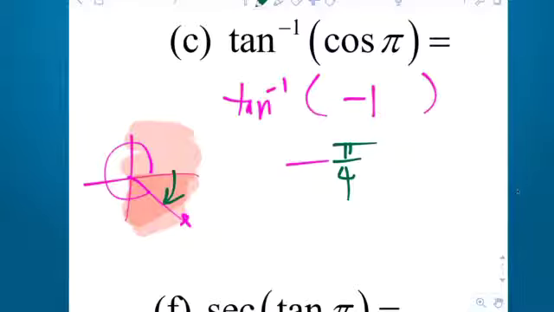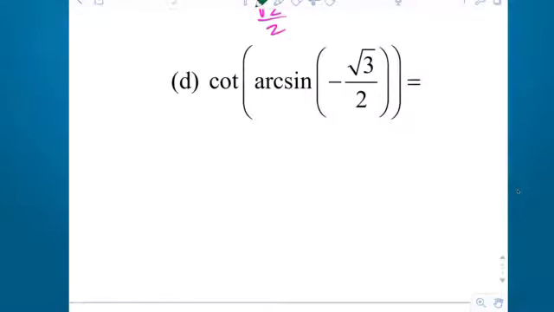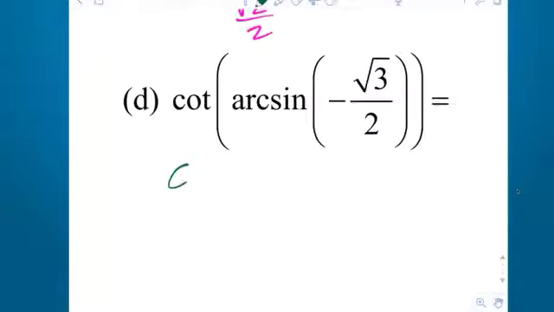Putting it all together. Trig, trig, trig. Letter A, B, C, D comes next. I know my alphabet. Arc sine. Working from the inside out. Arc sine of negative square root of 3 halves.